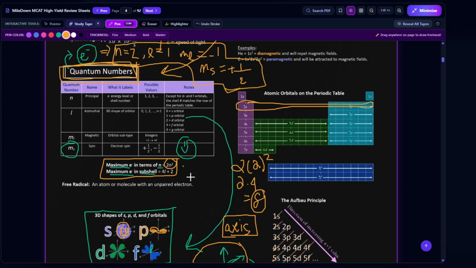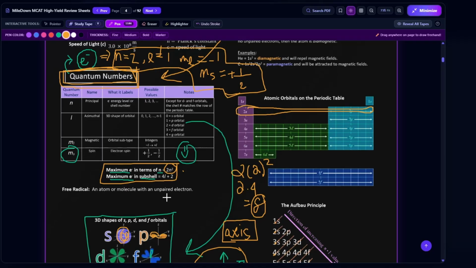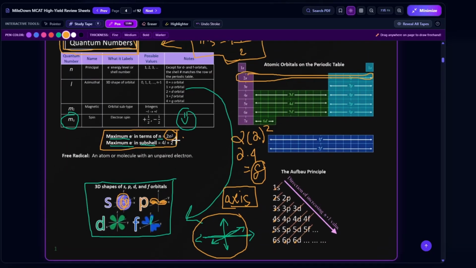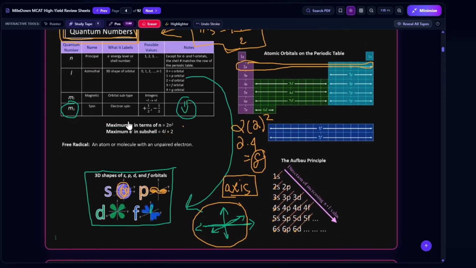So you have to do lots of practice questions to help you memorize the formulas. Flashcards can help, as well as you can also use the study tape here to help out. So you just click on study tape, block it out, and see if you can remember and recall that.